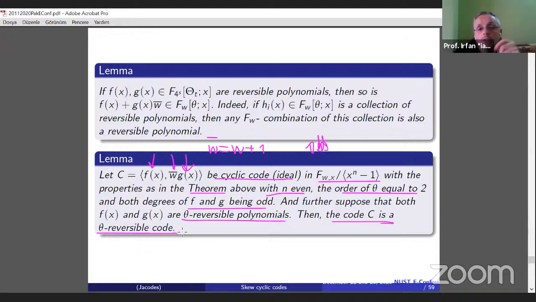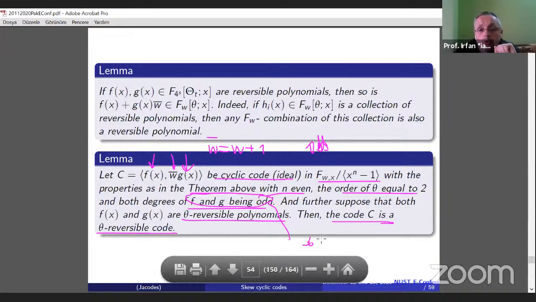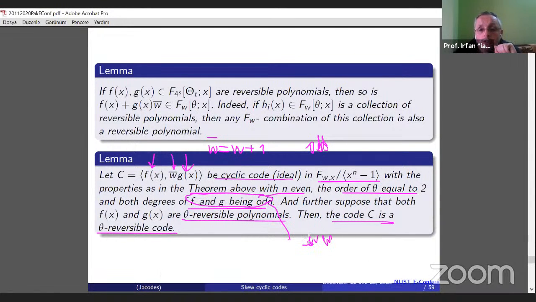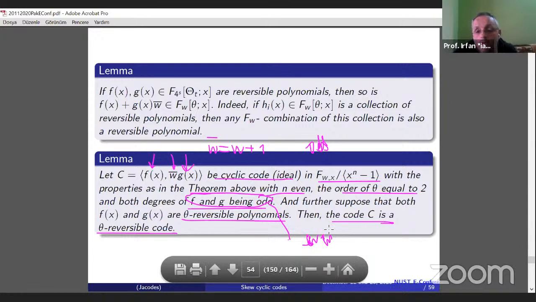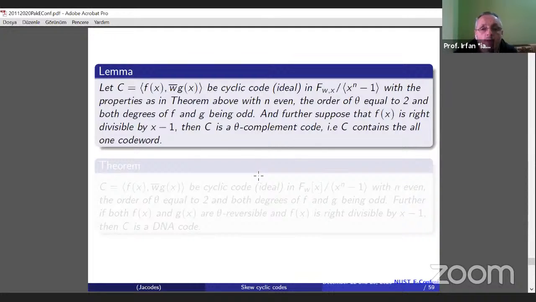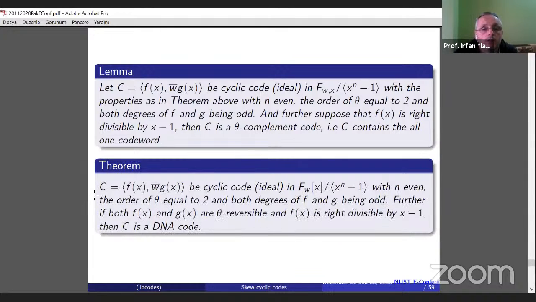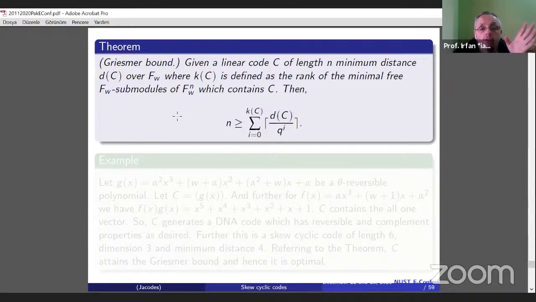And being theta reversible gives a candidate for the DNA part. Here we have looked at odd parts, but even parts may be of interest for further study. So this is an open question that we are still considering. How can we manage that one? Okay, and the main theorem says that if you have everything as in the lemma, and if you use the map defined before, then we'll be sure that the image of this code in the DNA alphabet will be a DNA code. Okay, and in general, we have a Griesmer bound.